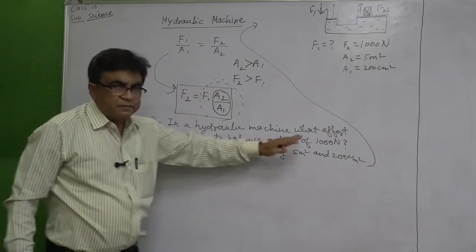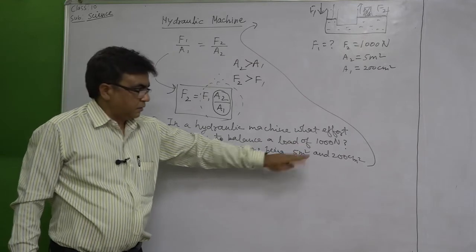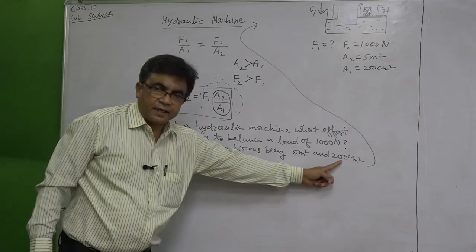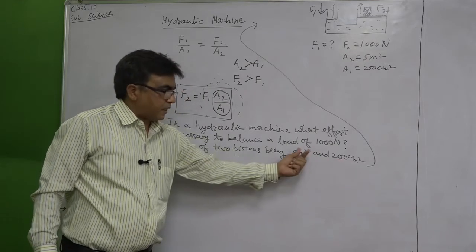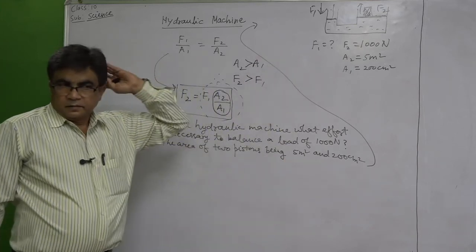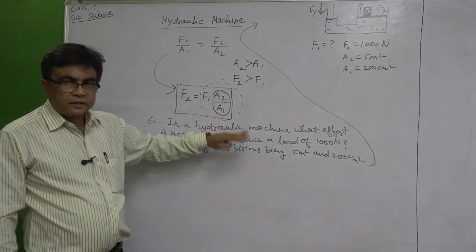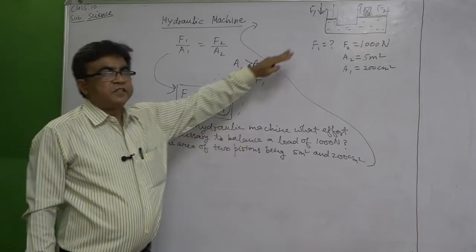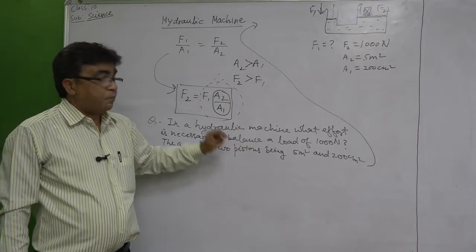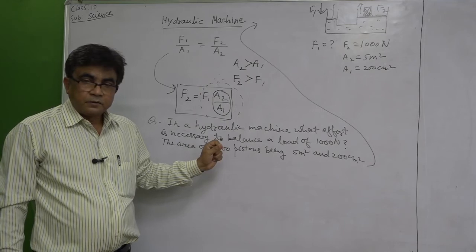Sometimes students commit a mistake and get puzzled. 5 meter square is written first, then 200 centimeter square comes. Sometimes a student writes A1 this and A2 that, and it becomes wrong. So you have to understand the question very clearly. That's why I am taking time. Though this is a very simple numerical, you must understand each and every step, each and every point.